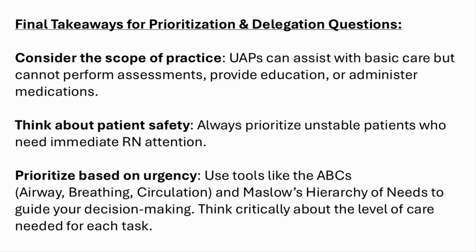Always consider the scope of practice. UAPs can assist with basic care, like ambulation and vital signs, but not tasks like medication, assessments, or education. Think about patient safety. Unstable patients need direct RN attention. Prioritize tasks based on urgency. Use frameworks like ABCs, Maslow's hierarchy, and always apply critical thinking when deciding. You're doing amazing. Keep practicing, and these questions will start feeling more natural.